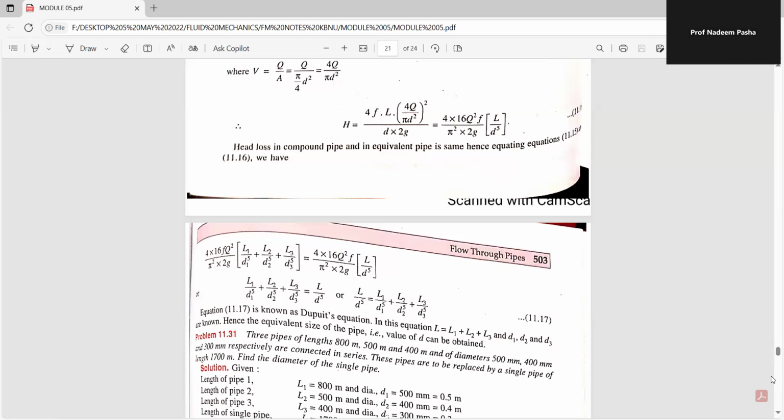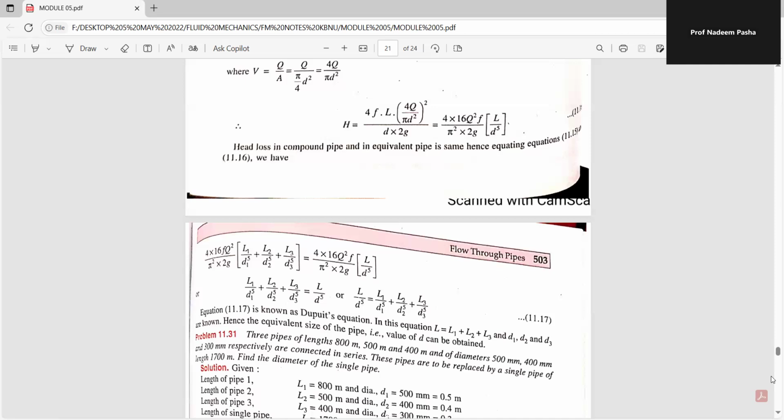The head loss in the compound pipe and the equivalent pipe is the same, hence we equate the equations. We are assuming that the loss of head due to friction in the equivalent pipe is equal to the summation of loss of head due to friction in the individual pipes. So your equation changes in this way: L1 divided by D1 raised to 5 plus L2 divided by D2 raised to 5 plus L3 divided by D3 raised to 5 is equal to L divided by D raised to 5.